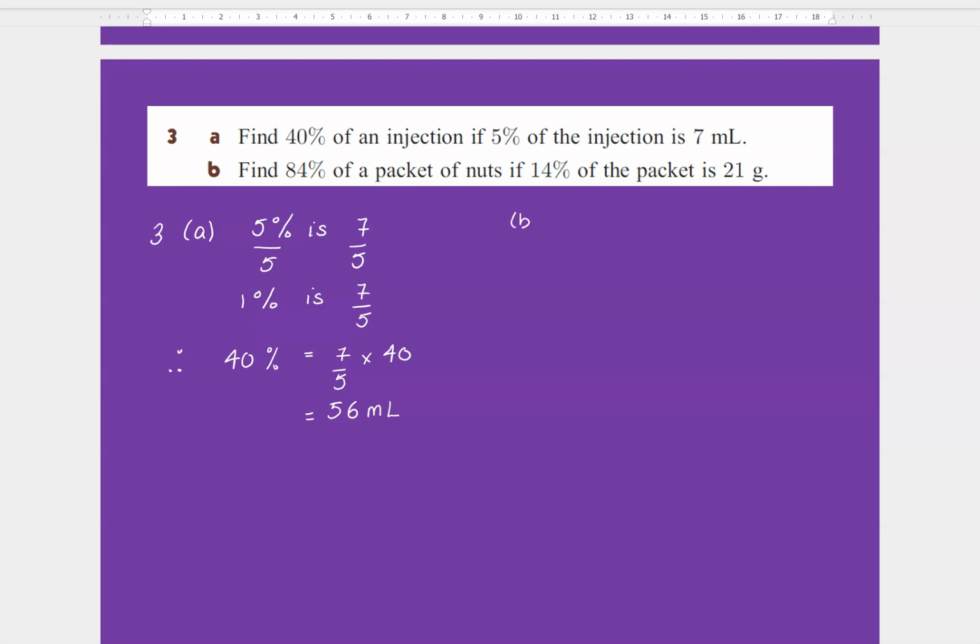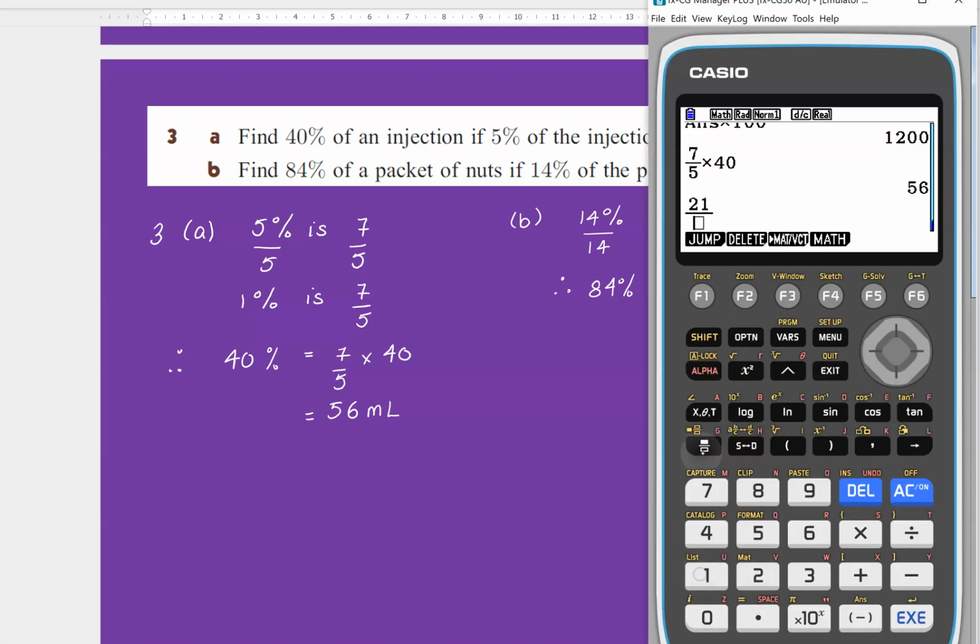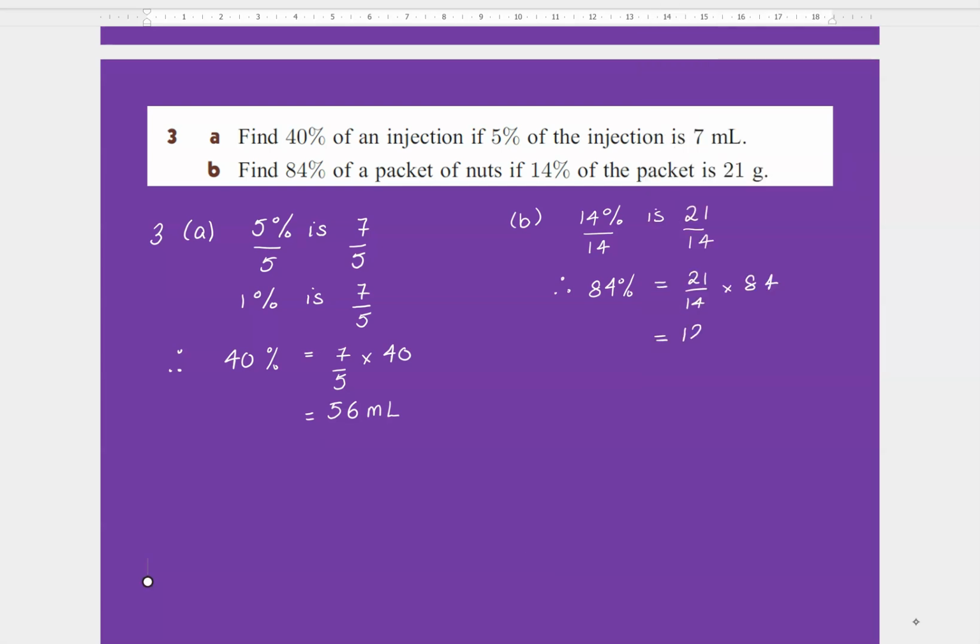Let's try B. So 84%, we want to find 84% of a packet of nuts if 14% is 21. So 14% is 21, so we're going to divide each by 14, so we get our 1%. Right, so this now gives me 1%, and therefore, to find 84%, that's then going to be 21 over 14 times 84. 126 grams.